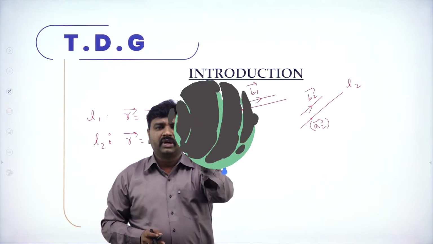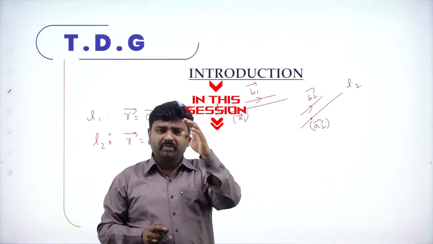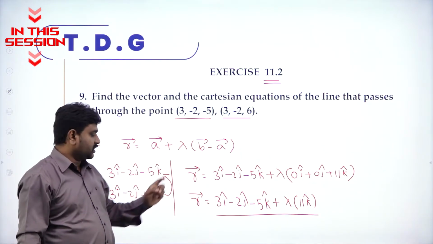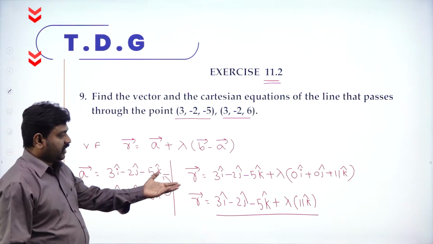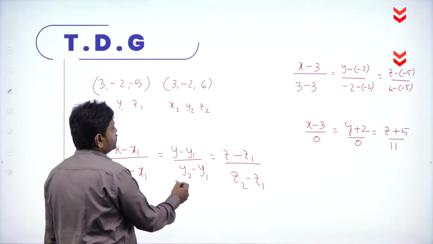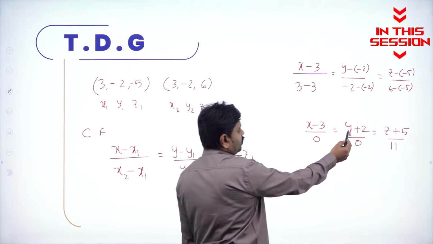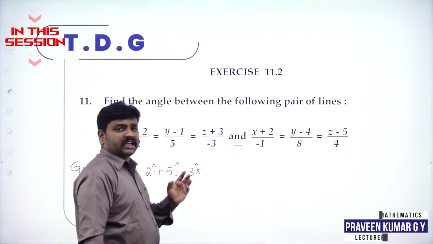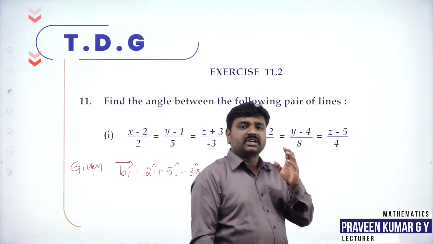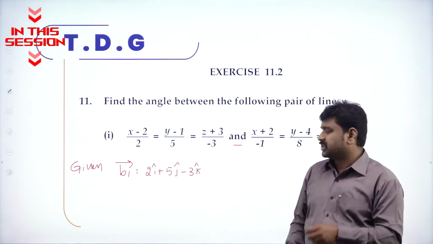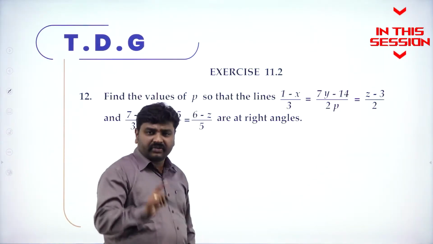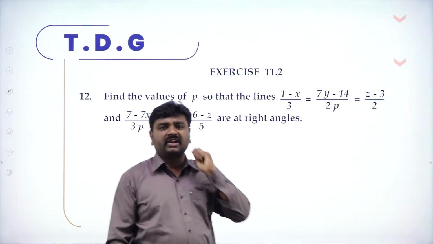Angle between B1 and B2, which are parallel vectors, will be same as angle between the lines. Vector A plus lambda times vector B minus A. Do B minus A, you'll get the value, substitute. Cartesian form is x minus 3 by 0 equal to y plus 2 by 0 equal to z plus 5 by 11. What is the standard form? X minus x1 by A equal to y minus y1 by B equal to z minus z1 by C. Find the values of P so that the lines are at right angle. Very important, if two lines are perpendicular.